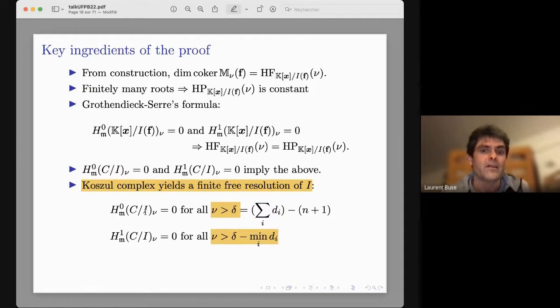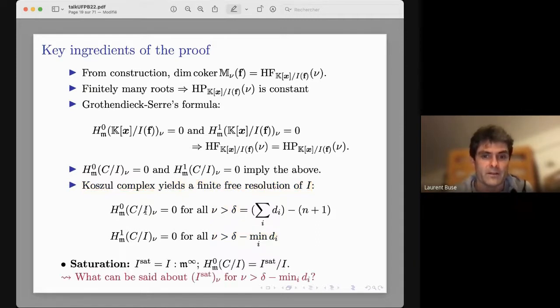So the idea is to look at the saturation of I. Okay, so in order to improve this step here, we will look at the saturation of I. So what is the saturation? This is the quotient ideal of I by the ideal generated by all the variables, I quotient by n to the infinity. So this is also exactly I^sat mod I, this module that we see here.